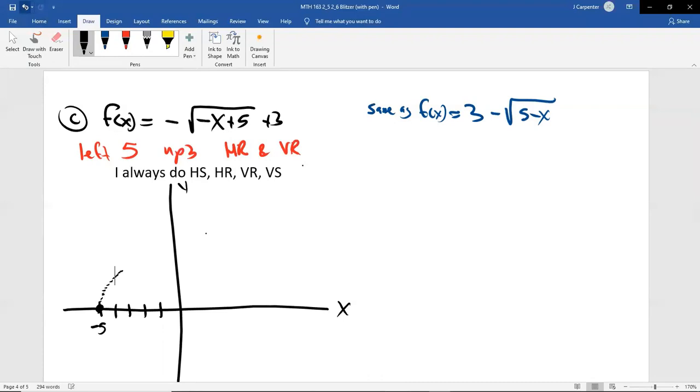This is the toughest one to do with this tablet. So there's our first change. So that was just moving it left 5.